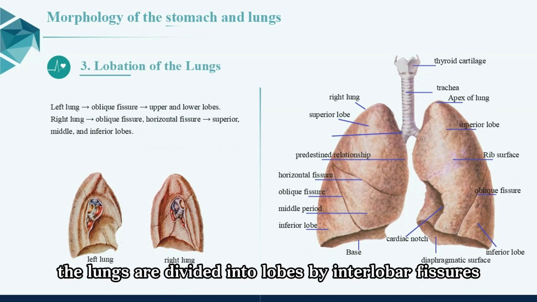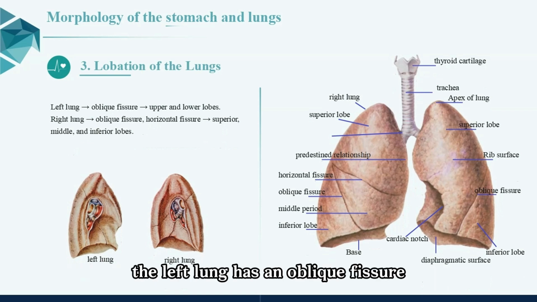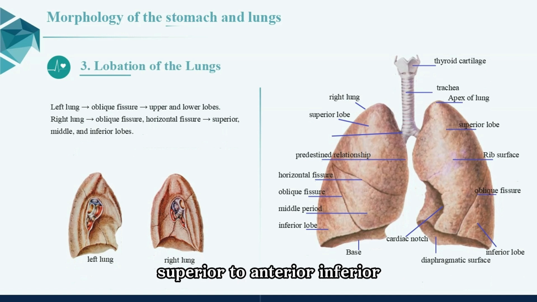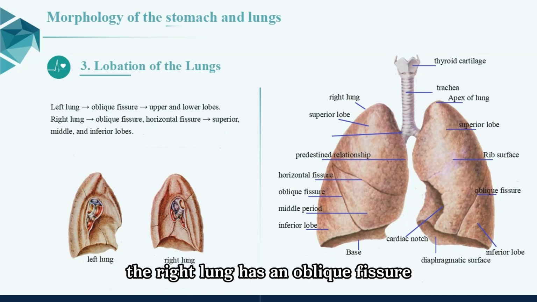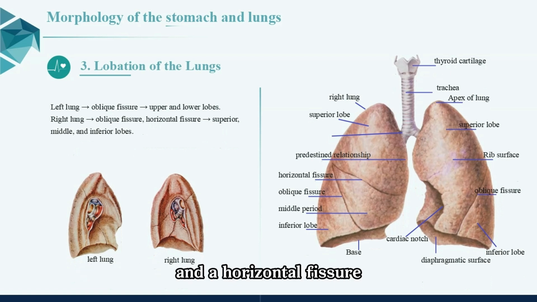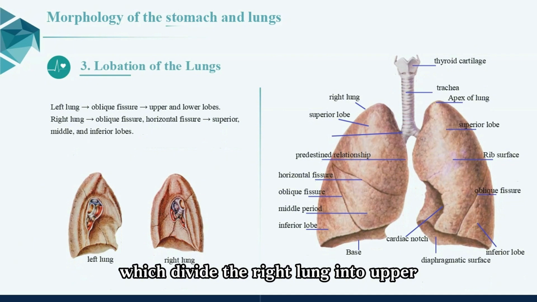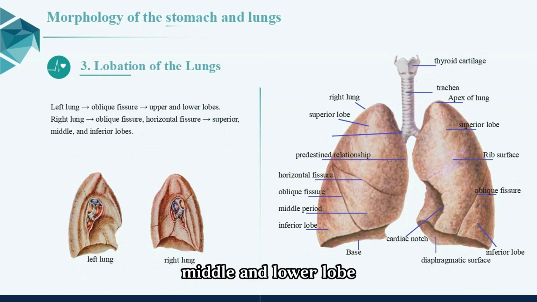The lungs are divided into lobes by interlobar fissures. The left lung has an oblique fissure that runs obliquely from posterior-superior to antero-inferior, dividing the left lung into upper and lower lobes. The right lung has an oblique fissure and a horizontal fissure, which divide the right lung into upper, middle, and lower lobes.